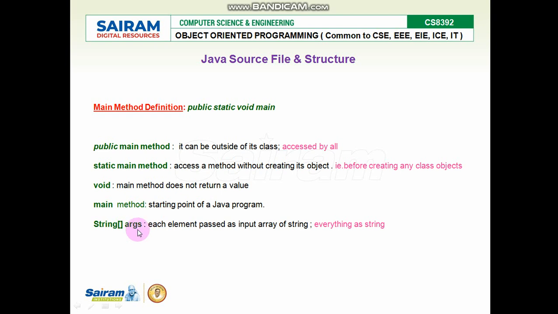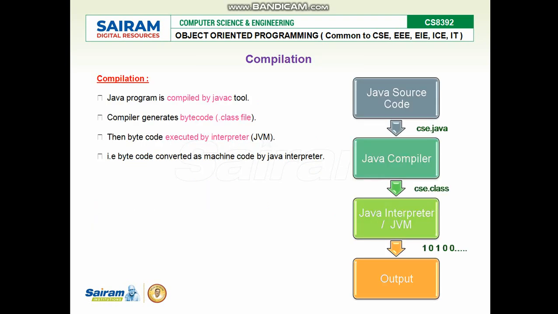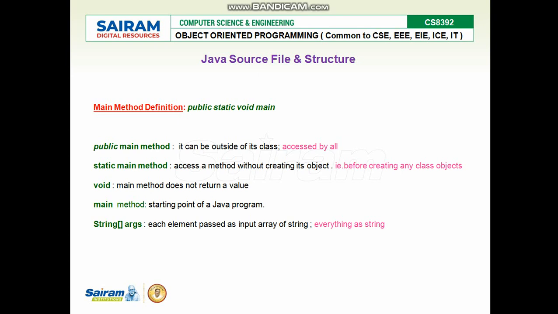And String args. String args means string array arguments. Each element is passed as an input array of strings, since everything in Java is passed as a string. So that is the public static void main of the main method in a main method class. So with that we are concluding the Java source file structure.